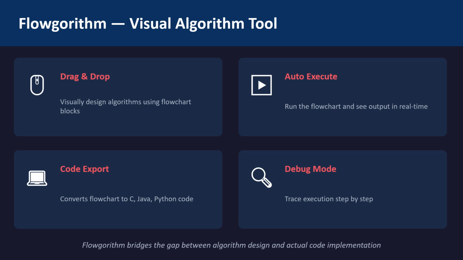The next slide is Flowgorithm. Flowgorithm is a free educational tool that helps beginners learn programming through flowcharts. It allows you to drag and drop flowchart blocks to design your algorithms visually. You can run the flowchart directly and see the output in real time without writing any code. Flowgorithm can also automatically convert your flowchart into C, Java, or Python source code. And using its debug mode, you can trace your algorithm step by step to find and fix errors. Flowgorithm is the perfect bridge between algorithmic thinking and actual programming.